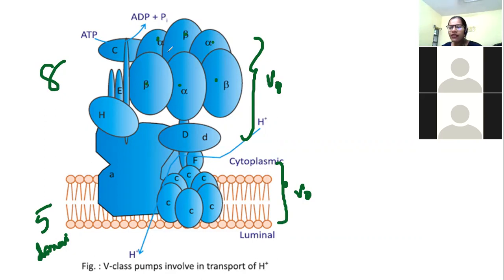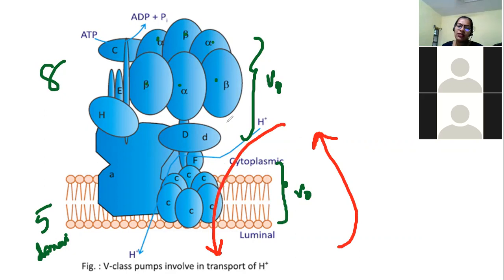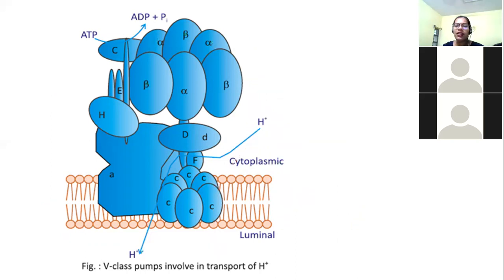Now, the only difference you can see is that instead of H plus going in this direction, it is going in this direction. Can you see your H plus is going in this direction, decreasing the pH. Just remember this. You don't have to draw and learn the structures of these proteins. Nobody is going to ask. Just remember the functions and the important points.